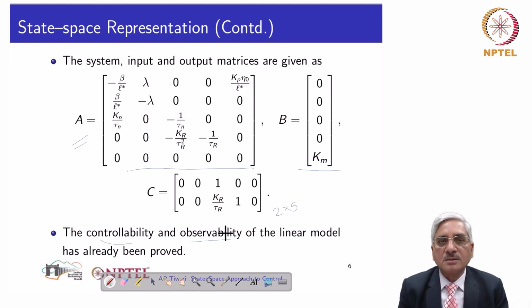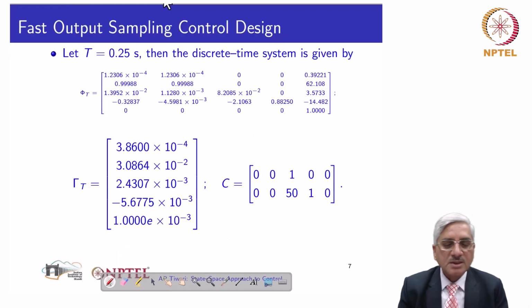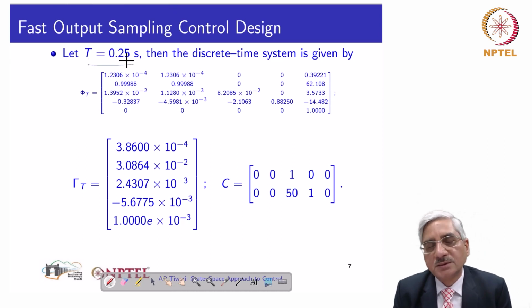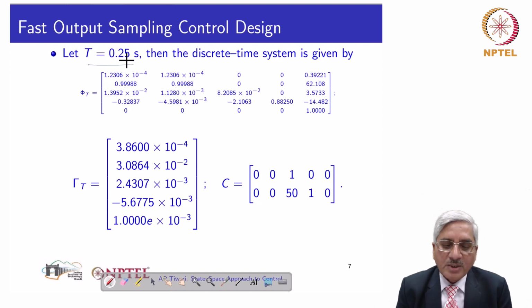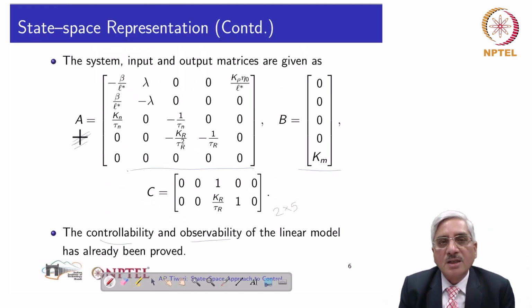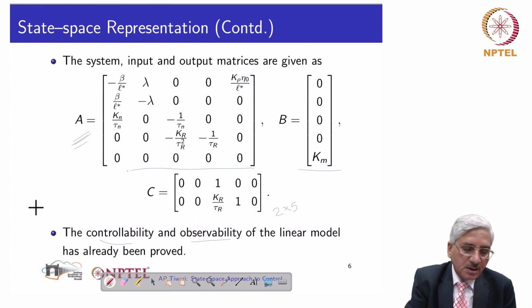Now with these things in hand, we now are ready to design a fast output sampling based controller. Now before I say what is the value of the sampling time we consider, I first recall to your knowledge two things. One is this continuous time system, this A matrix has one eigenvalue very large, which is of the order of -650.